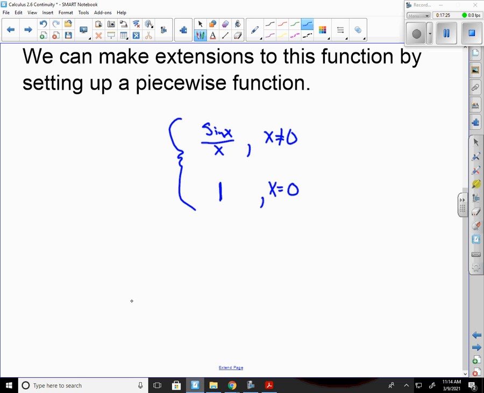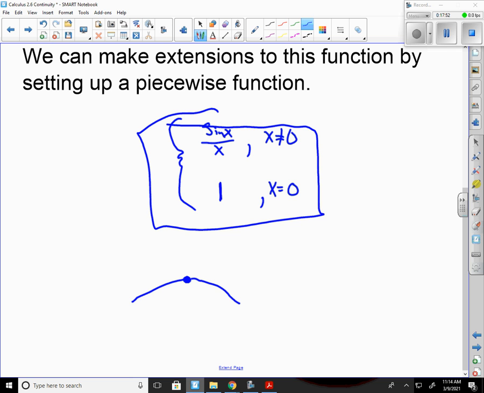So I essentially had this function that went up, and I had a hole at x equals 0, and went down, and that was just sine of x over x. And now, by adding this part in, saying when x equals 0, y equals 1, I filled that dot in at y equals 1. So now it's continuous absolutely everywhere. This extension allows us to create a completely continuous function just filling in that hole.